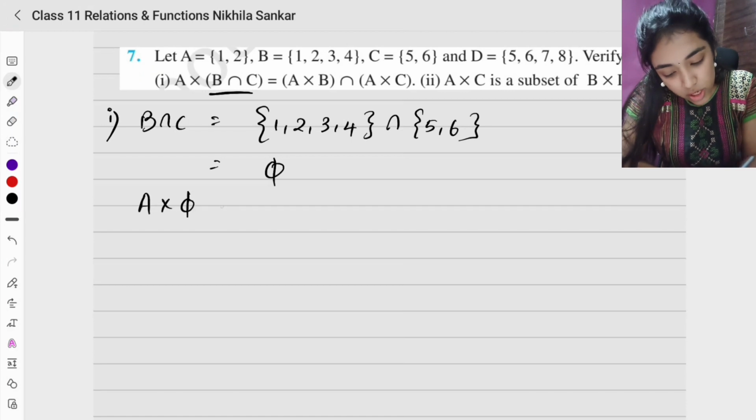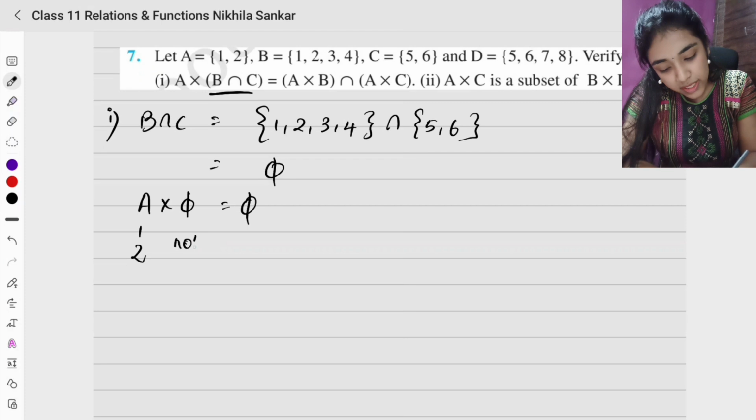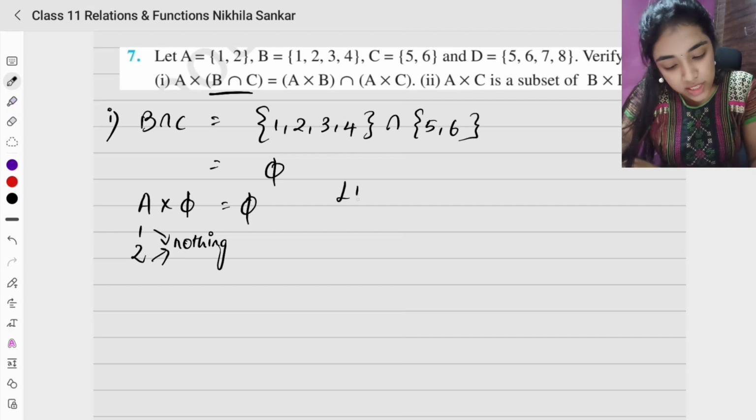And A cross null set is also going to be a null set. In A, I have 1 and 2, but in this I don't have anything. So I have nothing to cross with. Correct? There is nothing to cross with. So this is going to be a null set. So this is my LHS.